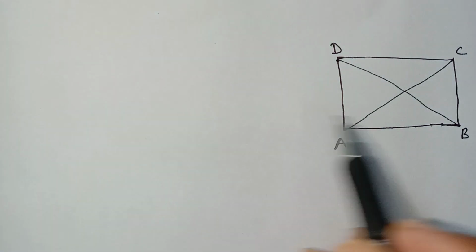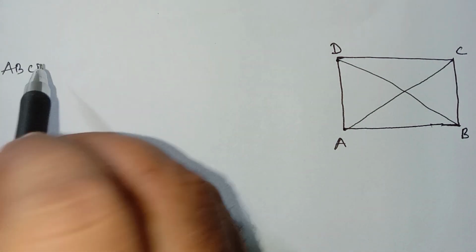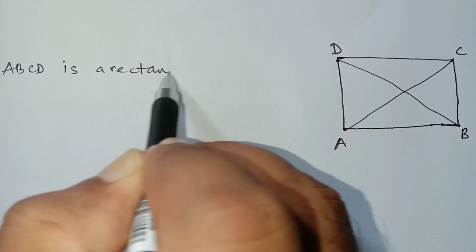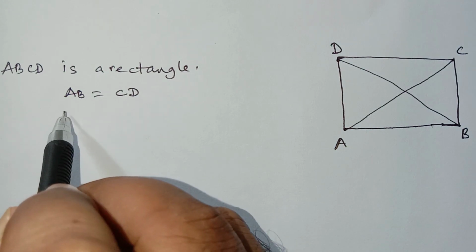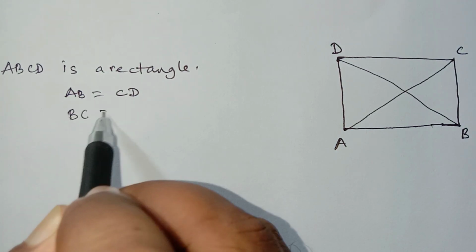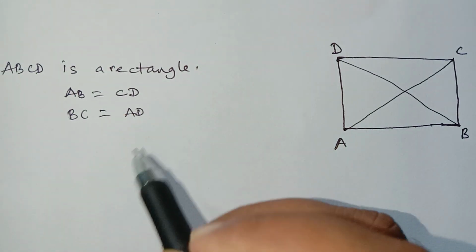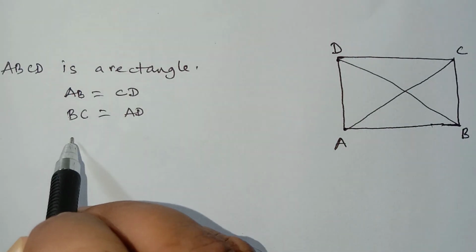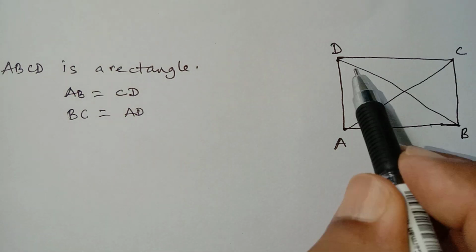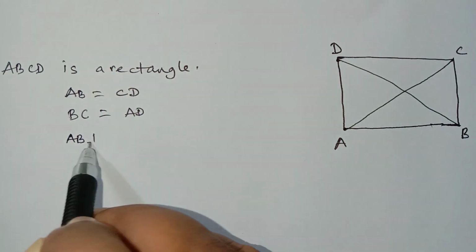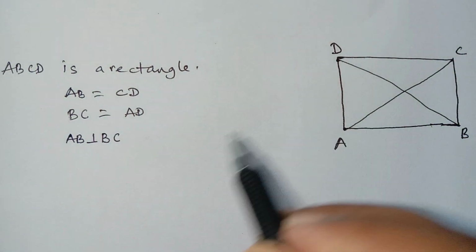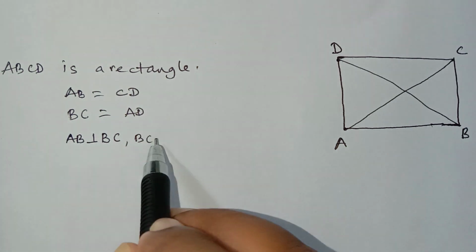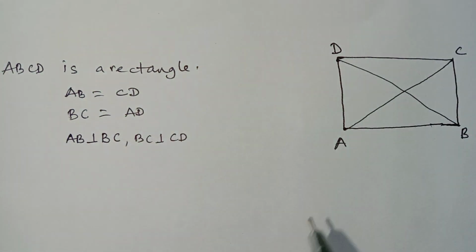Let's try to understand that in a rectangle ABCD, AB is equal to CD and BC is equal to AD. These are the opposite sides of a rectangle. Another thing we should know is that the vertices are 90 degrees. It means AB is perpendicular to BC as well as BC is perpendicular to CD. These are the basics we should understand about a rectangle.